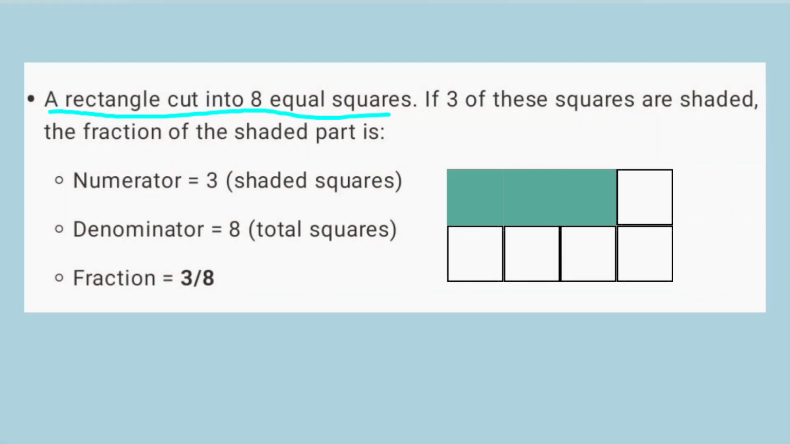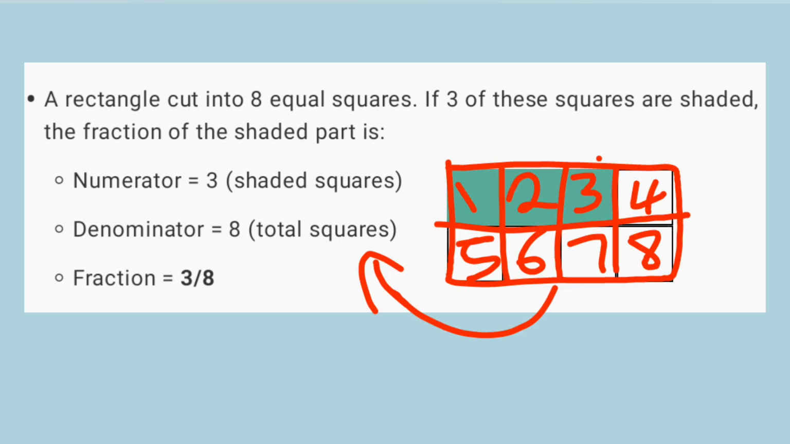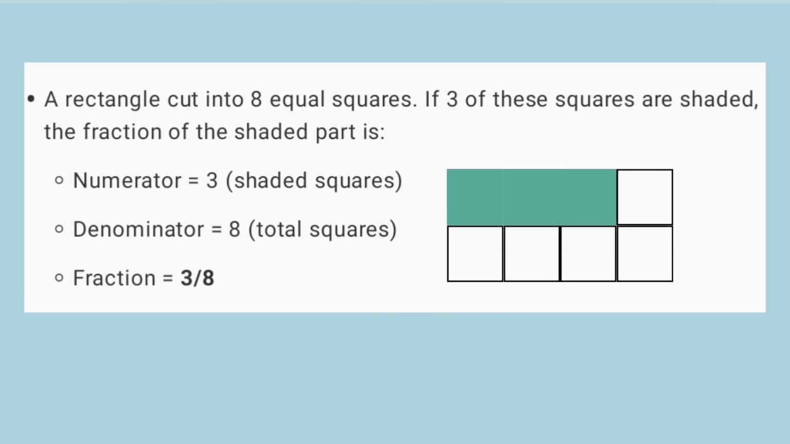A rectangle is cut into 8 equal squares. If 3 of these squares are shaded, the fraction of the shaded part is? Now we have to write the fraction for the shaded parts. So first we have to consider the numerator, which is equal to 3 shaded squares, right? And then the denominator, which is equal to 8. Here 8 are the total squares the rectangle is cut into. So the fraction is 3 bar 8.